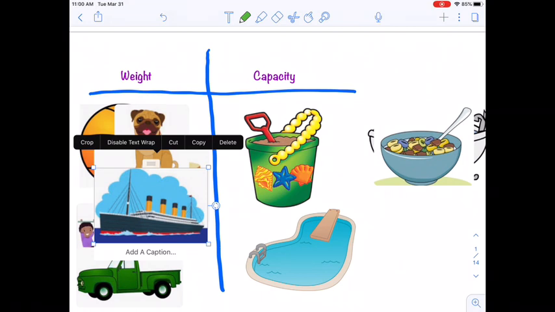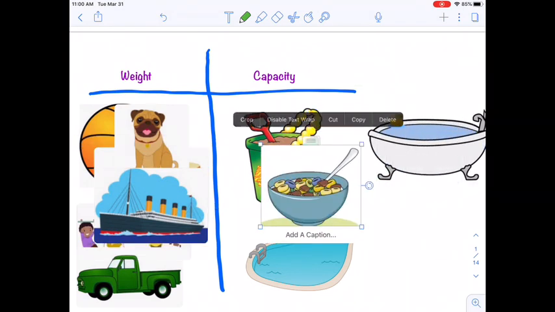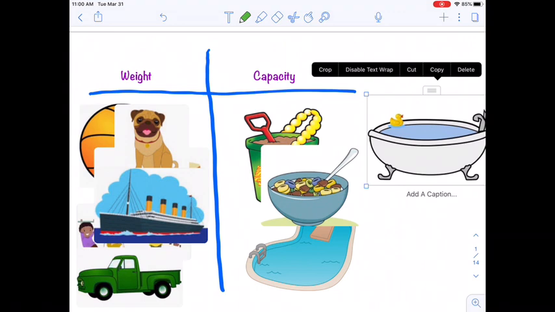I was thinking about this cereal bowl. Do you think I would be worried about how heavy or how light it is? Or do you think I would be worried about how much I could put in it? Well, typically if I'm going to get a cereal bowl, I'm wanting to put some cereal in it or ice cream or soup or something like that, and I need to know how much it will hold. So remember, that's what capacity is all about. How much will it hold?